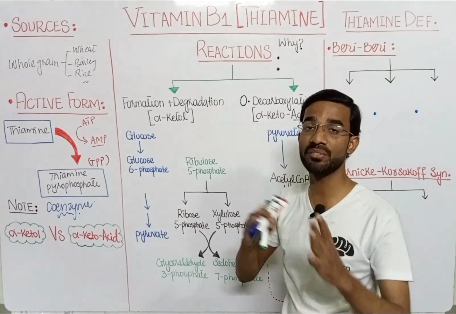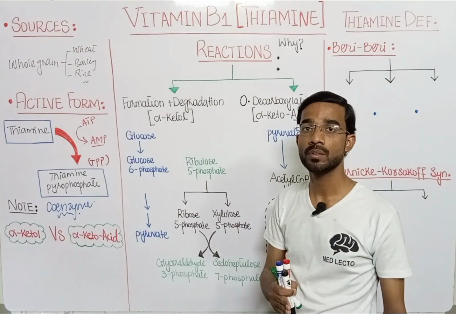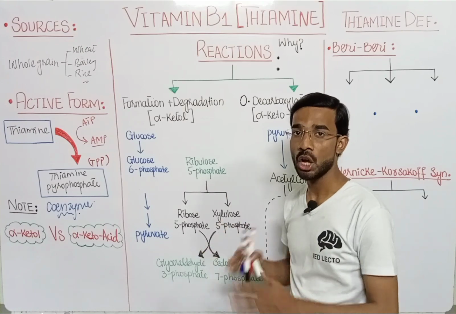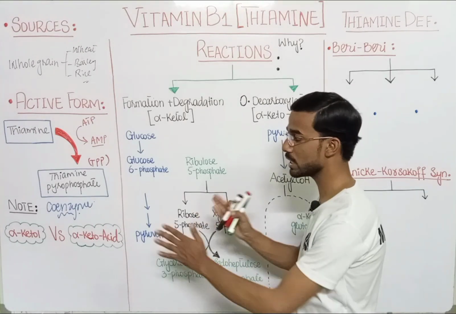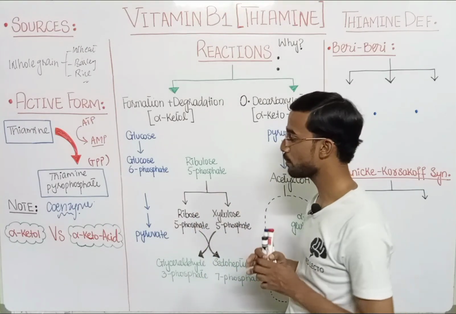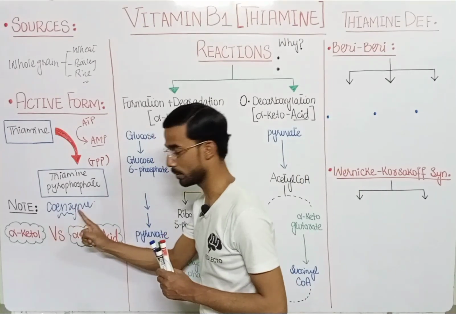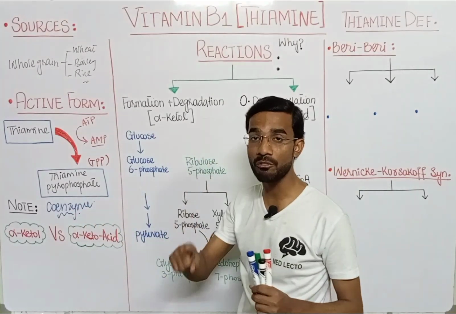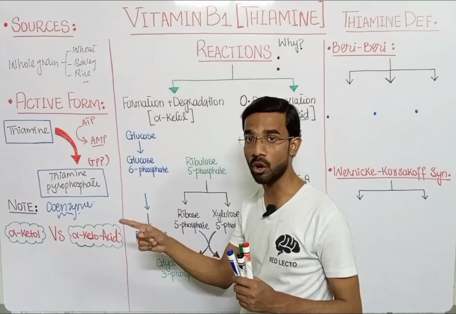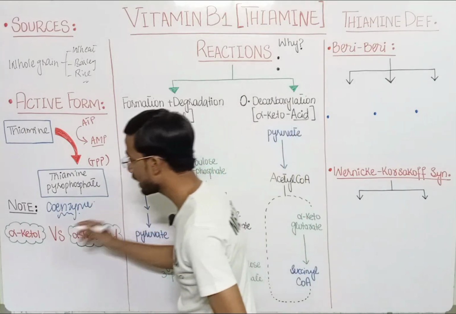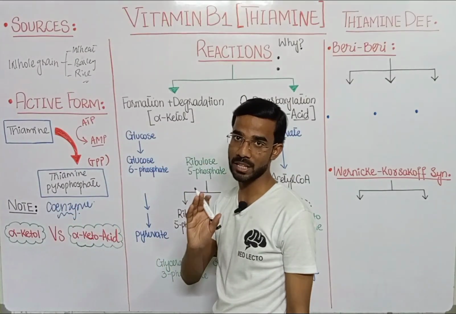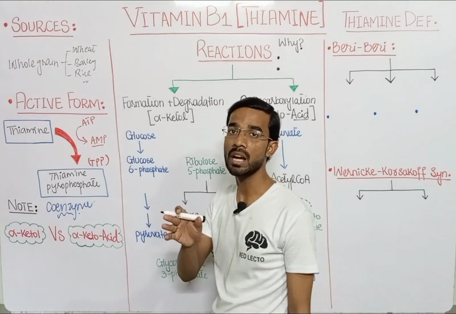Next we will discuss the difference between alpha ketol and alpha keto acid. A lot of students get confused between these two terminologies. First of all we will discuss alpha ketol, which is also called alpha hydroxy ketone. It means two functional groups are present, ketone and alcohol.